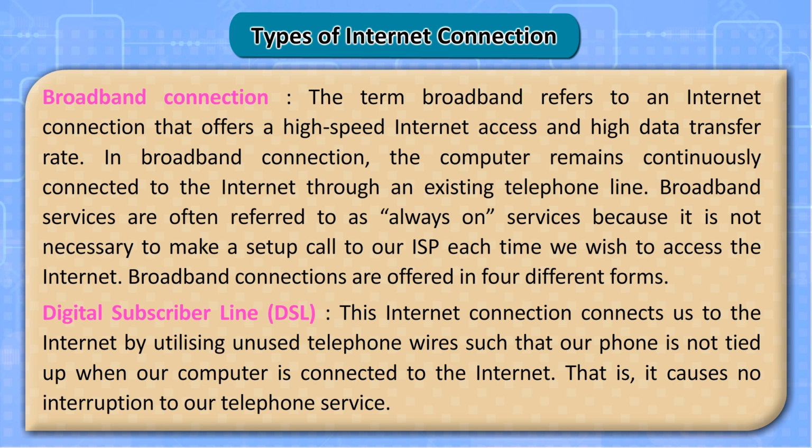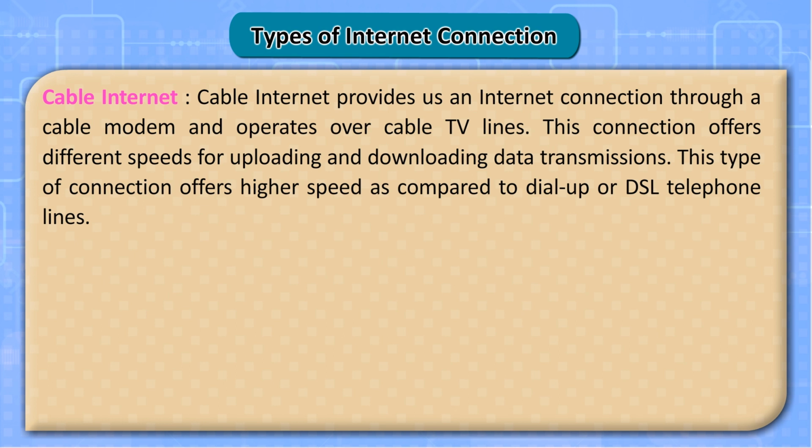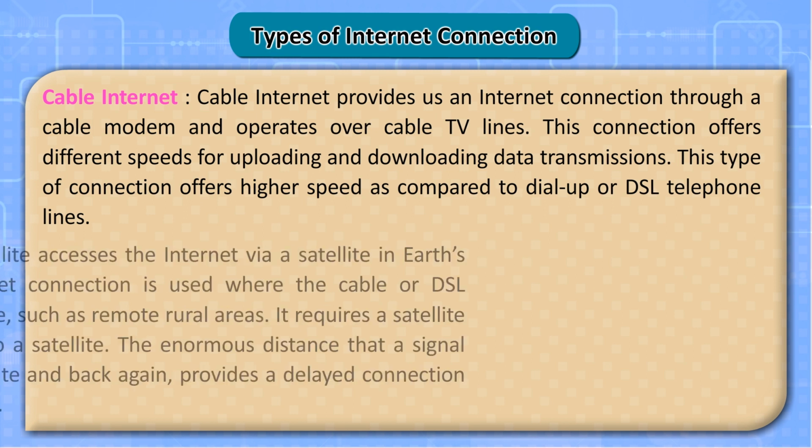Digital Subscriber Line, DSL. This Internet connection connects us to the Internet by utilizing unused telephone wires such that our phone is not tied up when our computer is connected to the Internet. That is, it causes no interruption to our telephone service. Cable Internet. Cable internet provides us an internet connection through a cable modem and operates over cable TV lines. This connection offers different speeds for uploading and downloading data transmissions. This type of connection offers higher speed as compared to dial-up or DSL telephone lines.